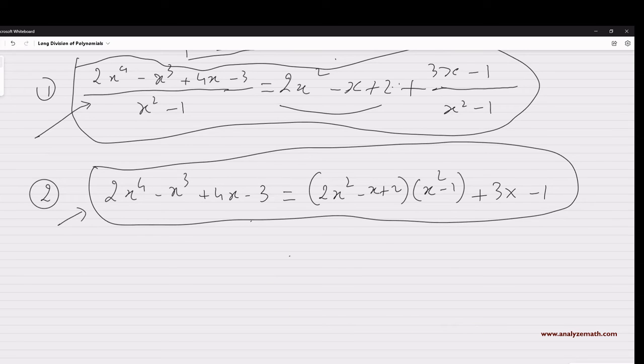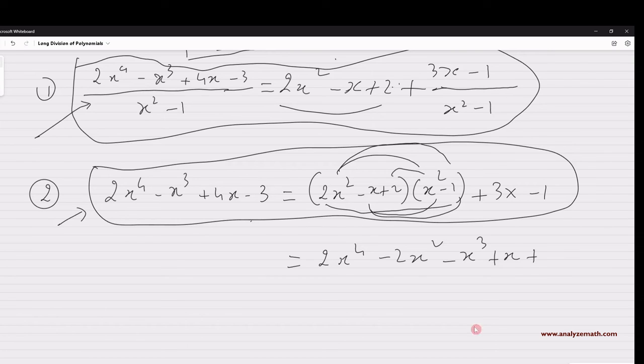So you go on this side and you expand these terms here. 2x^2 by x^2 gives me 2x^4. 2x^2 by minus 1 gives minus 2x^2. Minus x by x^2 gives minus x^3. Minus x by minus 1 gives plus x. And then 2x^2 and minus 2 from the multiplication here, plus 3x minus 1.